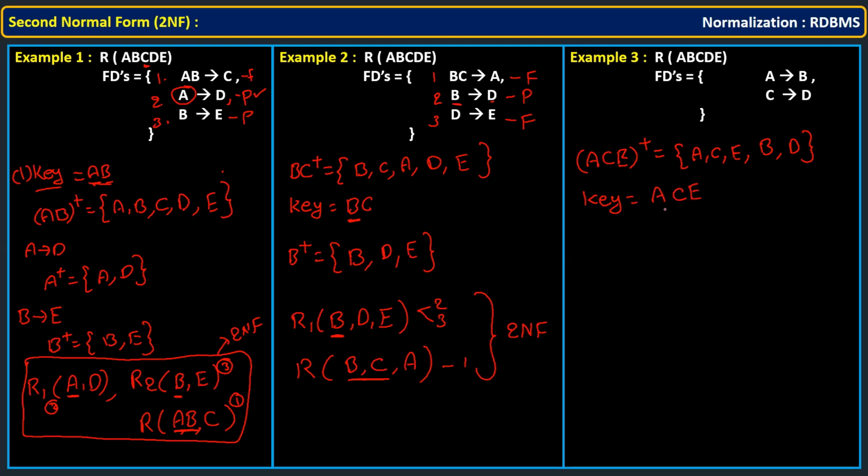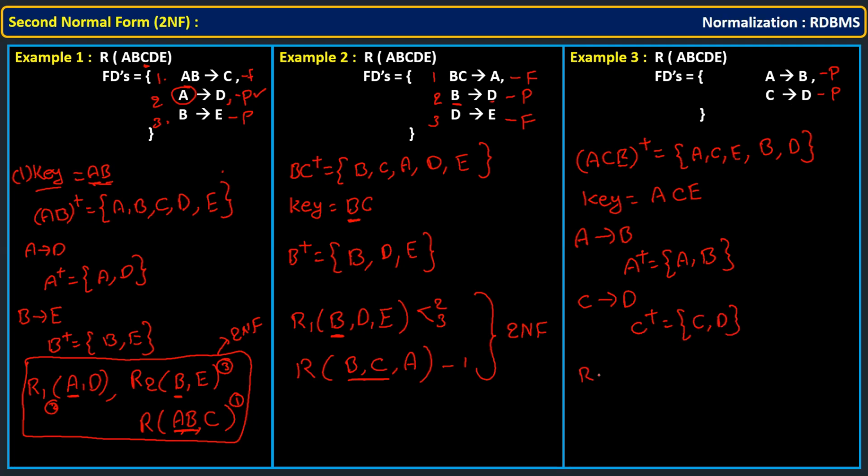Now, is A deriving anything? Yes, A is part of the key, so this is a partial functional dependency. And C is also part of the key, so this is also a partial functional dependency. First, for A to B, find the A closure. So the A closure is A, B. Then take the other partial functional dependency, C derives D. Find the C closure, so C and D.